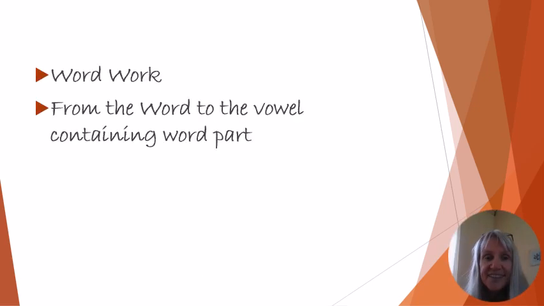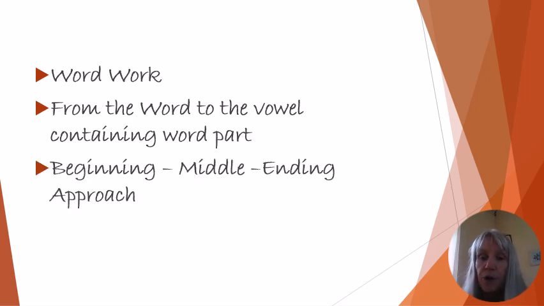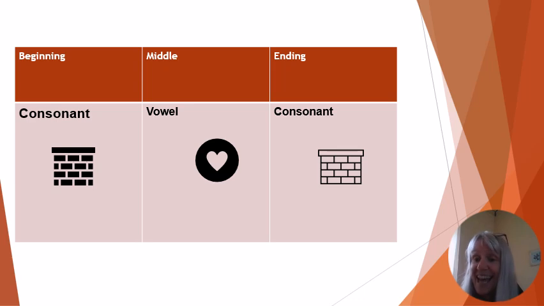So in our word work, we are moving from the word to the vowel containing word part. The first thing we needed to do was break our word, if it contained more than one syllable, down into the syllables and start with the first syllable as we progress to the next syllable and the next until we worked with every syllable. But when we focus on each syllable one at a time, we are using the beginning, middle, and ending approach. And this is our beginning, middle, and ending approach.